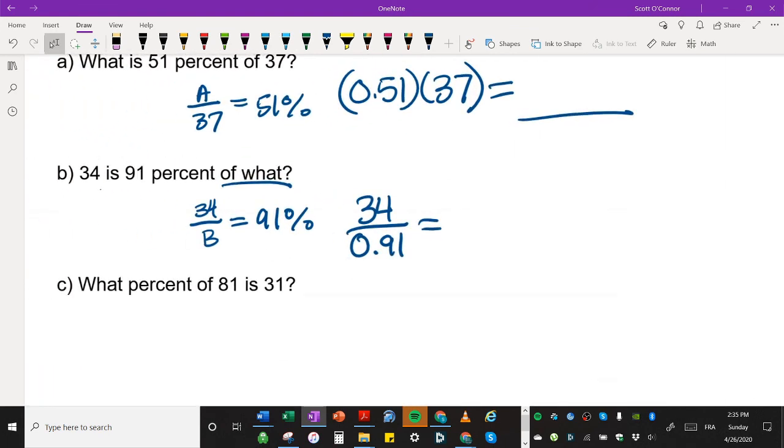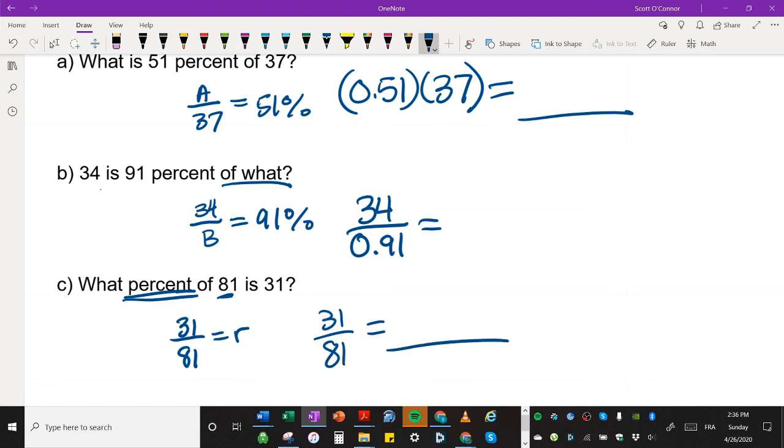How about C? What percent of 81 is 31? In this question, it's asking you for the percent. So I'm trying to find the rate. It's of 81, which means it's in the base. 31 out of 81. So I'm going to divide 31 by 81, and I'm going to get my answer. This answer here is going to be a percentage.